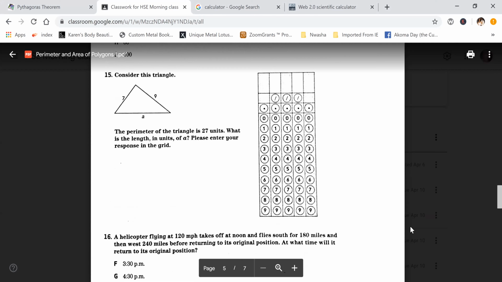So it says the perimeter of the triangle is 27. What is the length of A? So what did you write down for this one? 11. That's perfect.